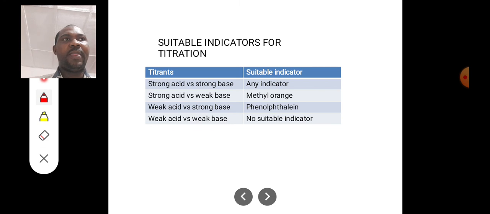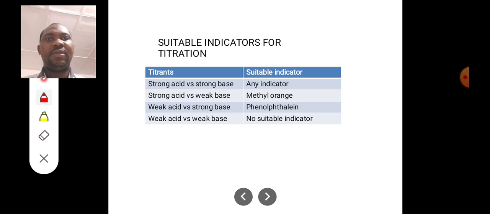But when you're titrating a weak acid against a strong base, the indicator used is phenolphthalein. We use phenolphthalein in that. Then weak acid versus weak base. Here there is no suitable indicator. When you are titrating a weak acid versus weak base, there is no suitable indicator.